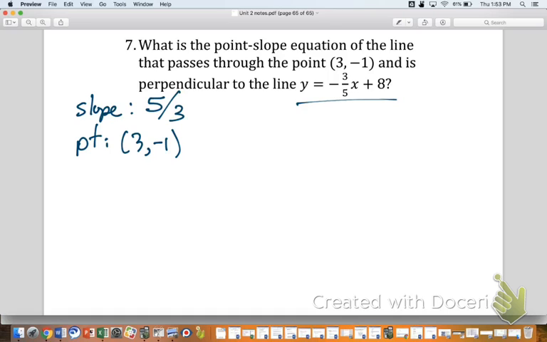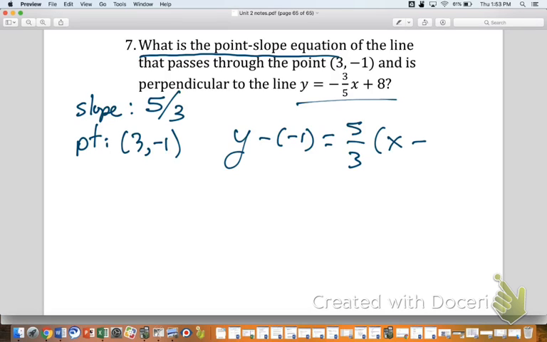And did you guys notice this one is a little bit unique? It says, what is the point slope equation? So this is actually going to finish a little bit easier than the other ones we've done. It would be y minus -1 equals 5/3 times x minus 3.